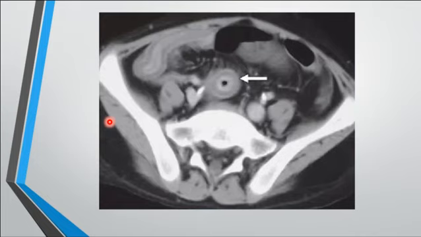So, these are some of the signs related to bowel wall thickening. What's this sign? This is the target sign. What is the target sign? Explain it.